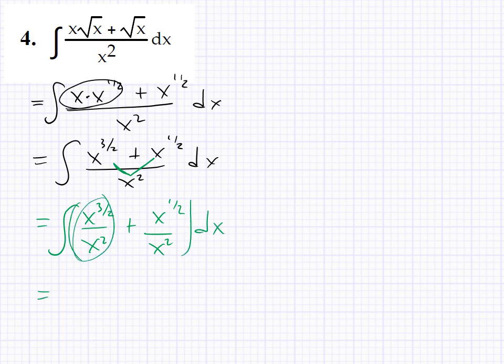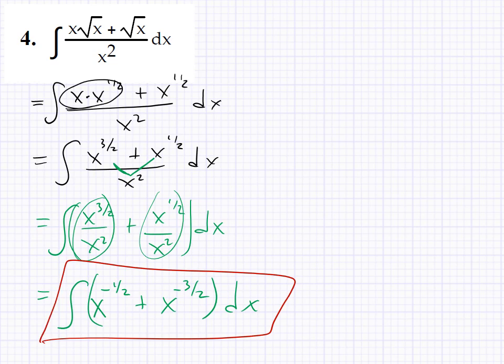Then I'm going to simplify each one of these fractions. So I'm going to subtract the exponents, in which case I'm going to have an x to the minus 1/2, and this one's going to be x to the minus 3/2 dx. Now that I have it in this form, this is the easiest form of this function to integrate. Now I just integrate each one separately using power rule. So sometimes you have to manipulate your function before you integrate it.